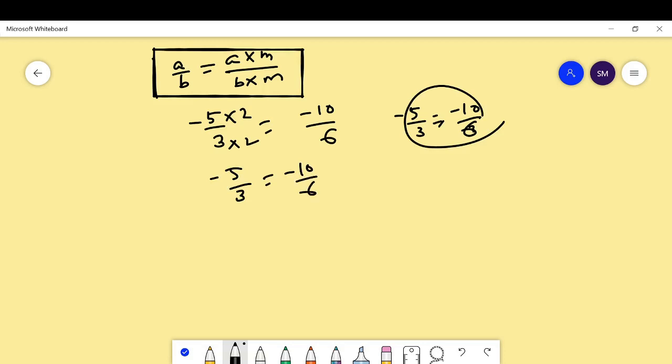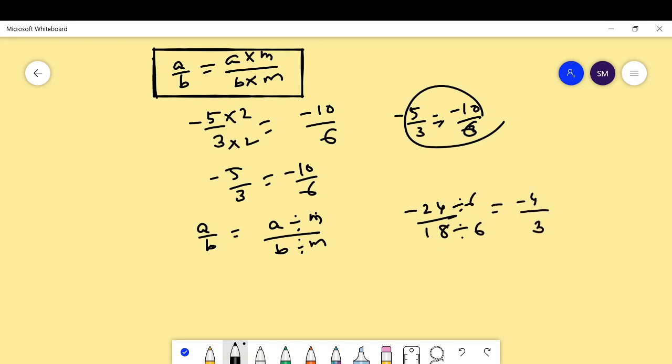In the same way, if we divide both numerator and denominator by the same integer, there will be no change in the value. Meaning if we divide a by m and b by m, there also we get an equivalent rational number. For example, suppose minus 24 upon 18. If we divide both numerator and denominator by 6, we get minus 4 upon 3. Here minus 4 upon 3 is an equivalent rational number of minus 24 upon 18. Meaning minus 24 upon 18 is equal to minus 4 upon 3.